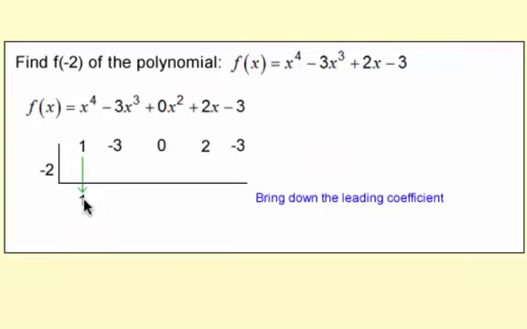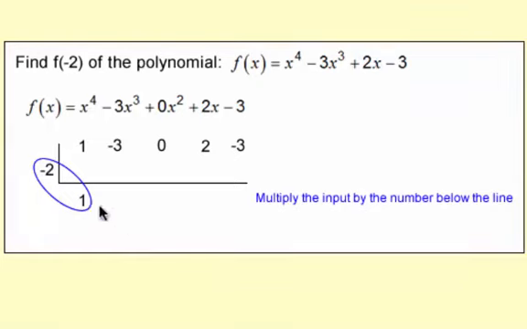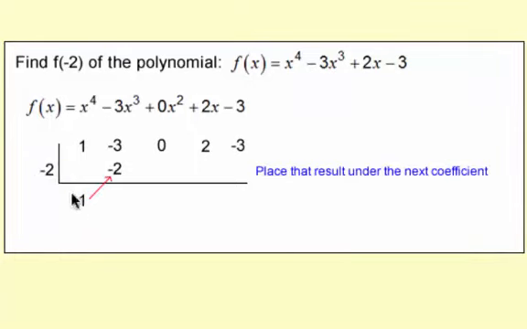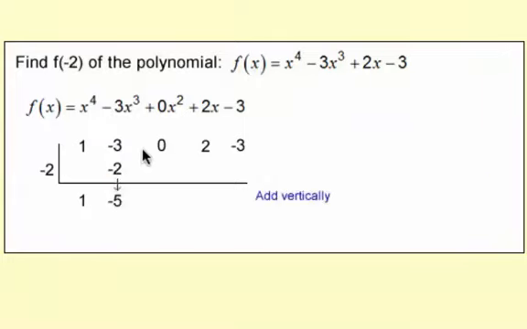So first thing you do is bring down the leading coefficient. Then what you do is you multiply the input -2 by the coefficient down here. And then you put that result up and to the right, just like you see there. Then you add vertically, so -3 plus -2 is -5. And then you repeat the pattern. Multiply the result by the input again, and that value is going to go right below the 0. Then add to get 10.